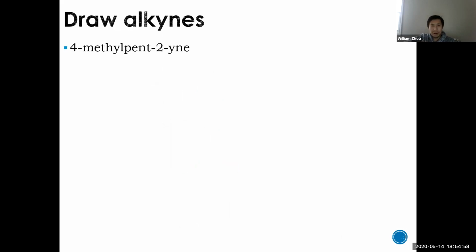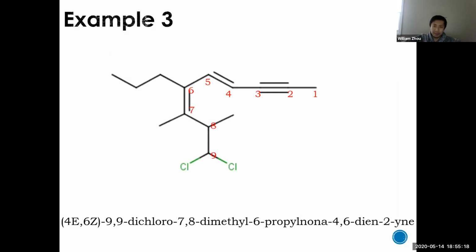So let's draw some alkynes. Here's an example. You've seen many examples of how alkynes should be drawn. So go ahead, try to draw this one. And again, I'll give you around 1 minute because that's a very simple alkyne to draw. Go ahead and draw this, and I'll take it up in 1 minute.